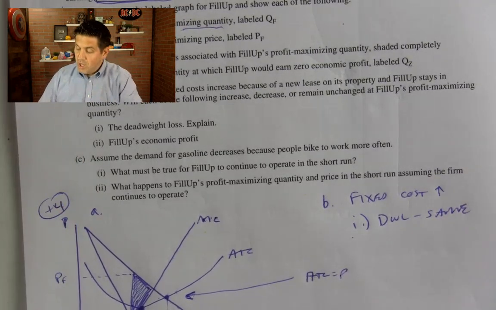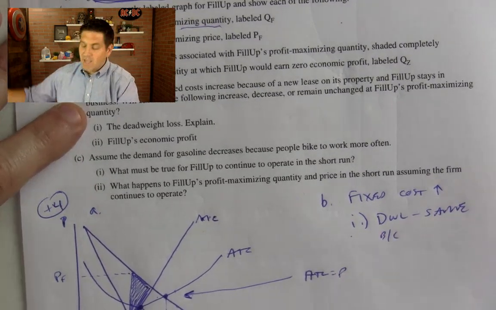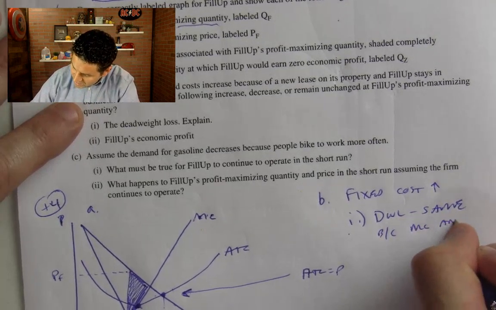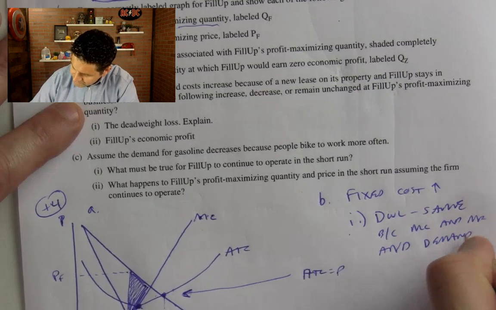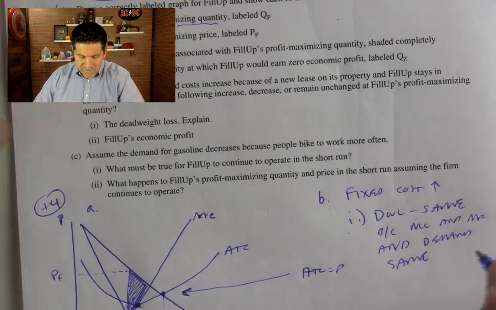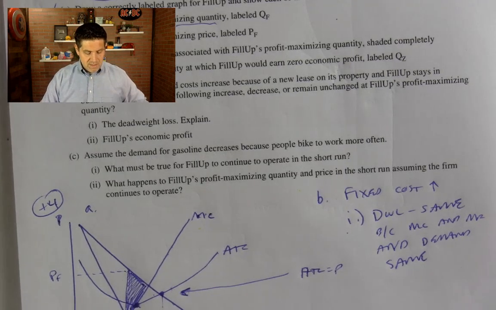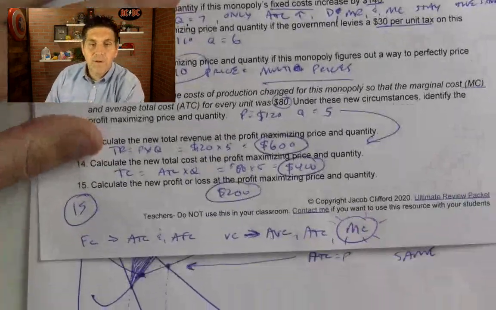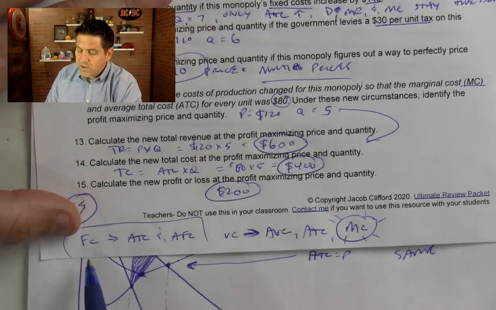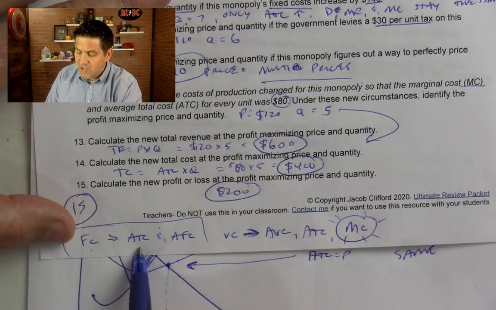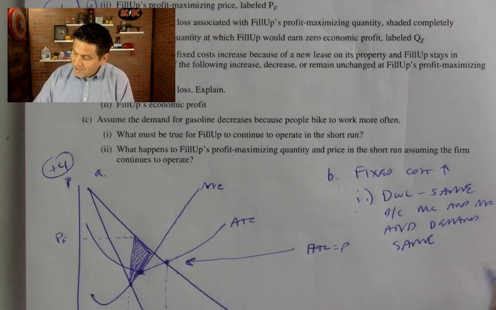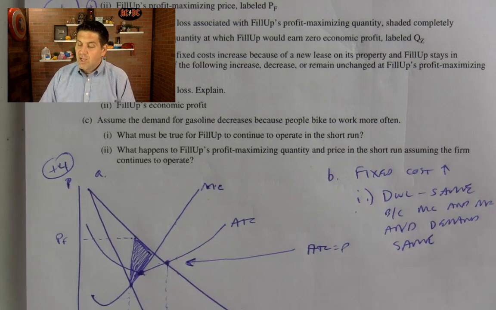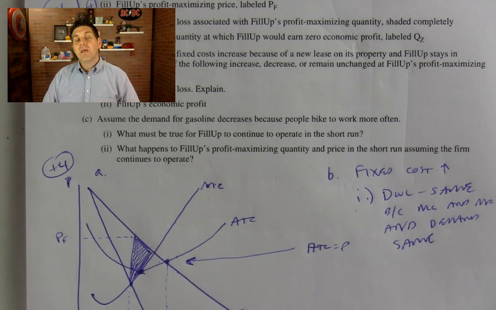Deadweight loss doesn't change because, and you fully explain this idea, marginal cost and marginal revenue and demand stay the same. And if you don't remember this, it's okay. Remember earlier? Okay, down here, I covered this earlier. When there's a change in fixed cost, the average total cost changes, average fixed cost changes, but not the marginal cost. So another way of saying that is, the marginal cost does not change. Fixed cost doesn't affect how much you produce because other curves determine that.